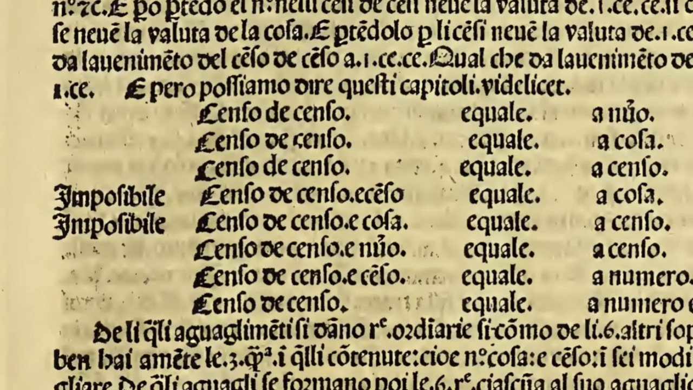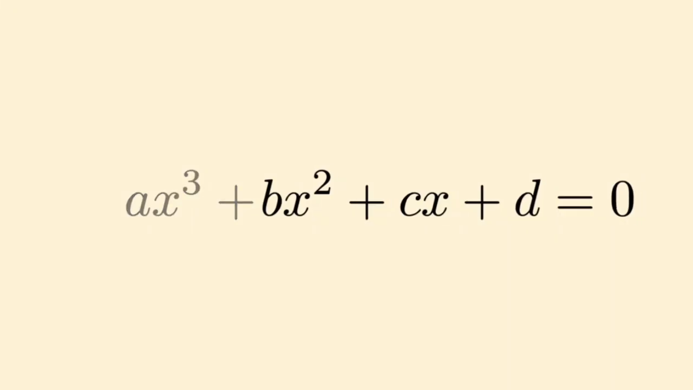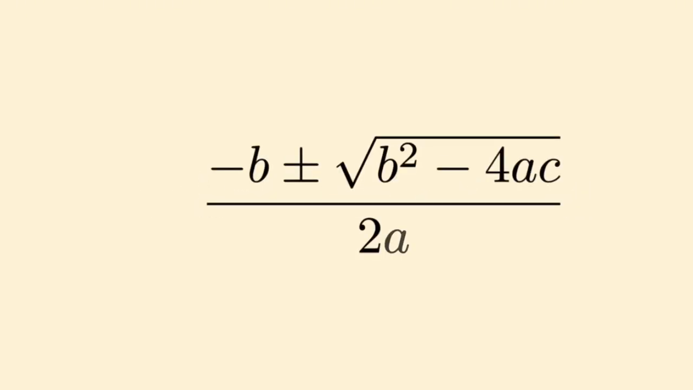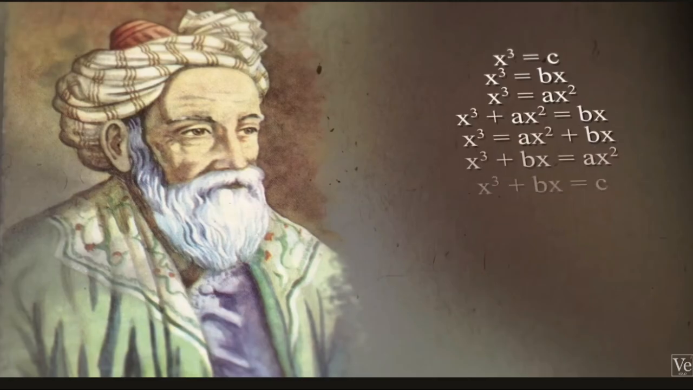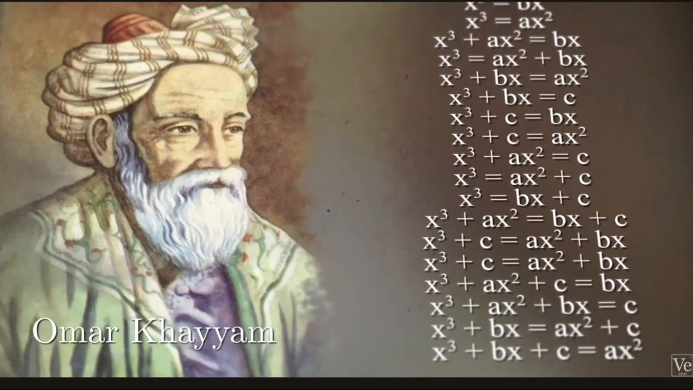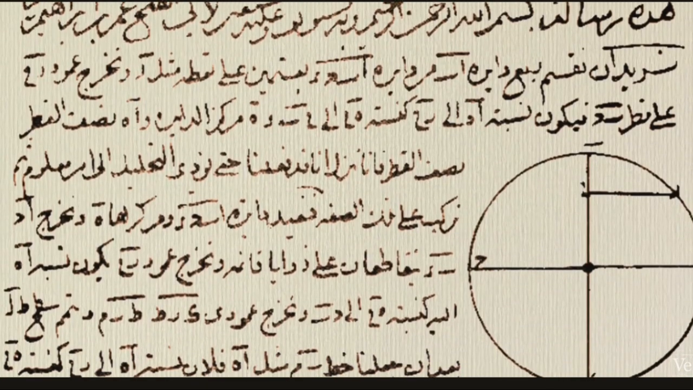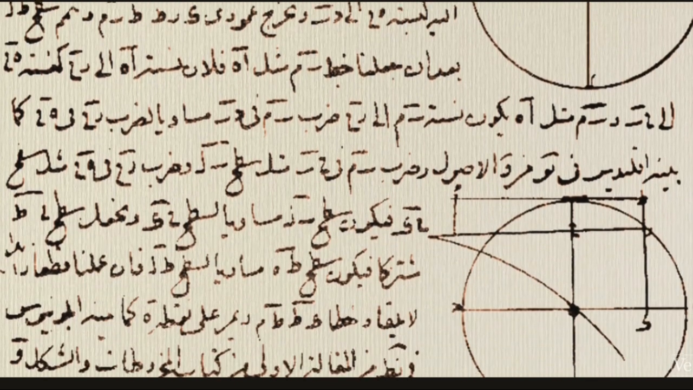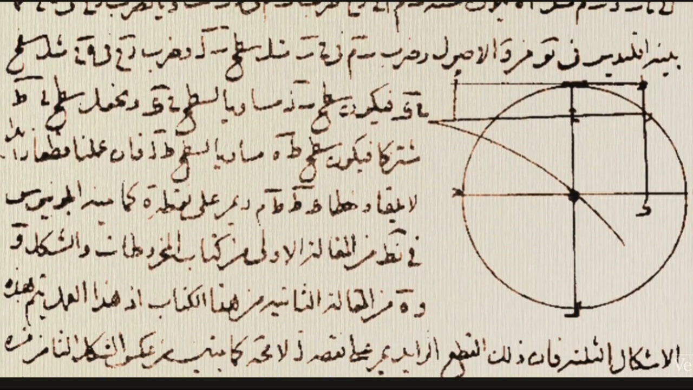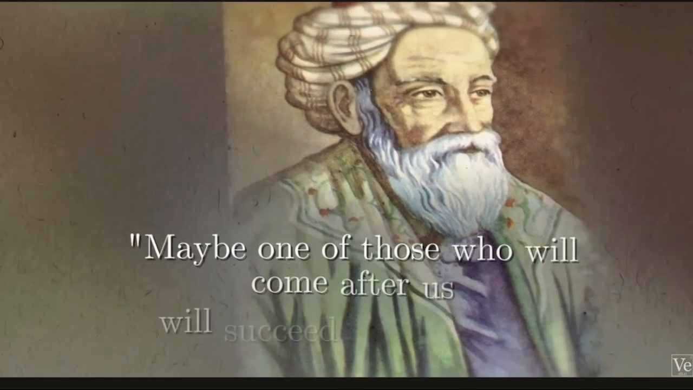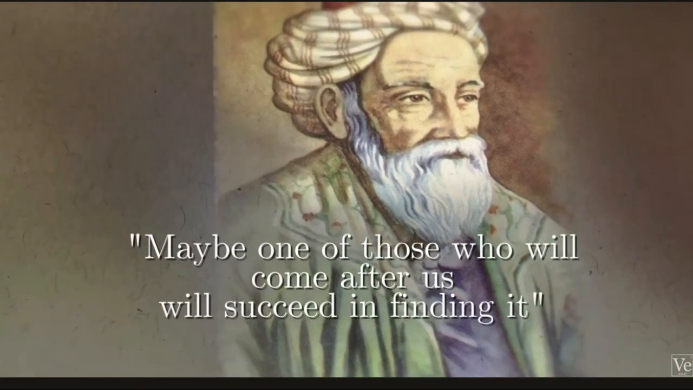Now this should be at least a little surprising, since without the x cubed term, the equation is simply a quadratic, negative b plus minus root b squared minus 4ac all over 2a. Mathematician Omar Khayyam identified 19 different cubic equations, again keeping all coefficients positive. He found numerical solutions to some of them by considering the intersections of shapes like hyperbolas and circles. But he fell short of his ultimate goal, a general solution to the cubic. He wrote, "Maybe one of those who will come after us will succeed in finding it."